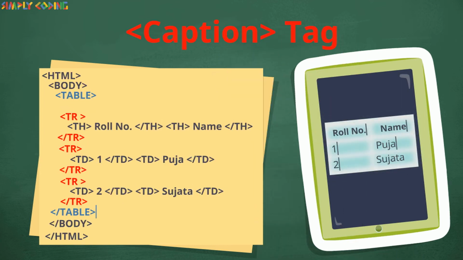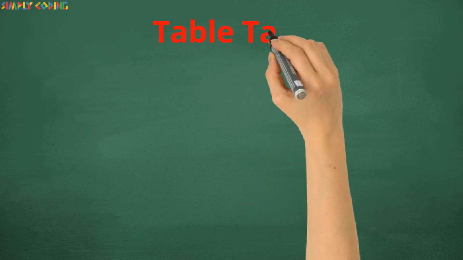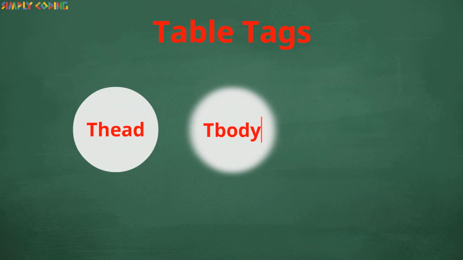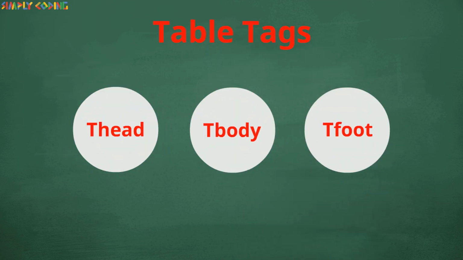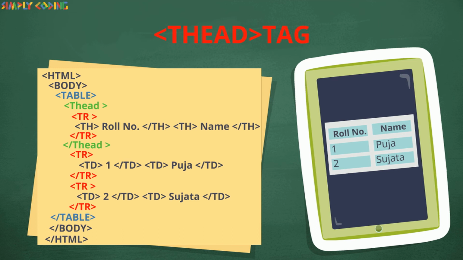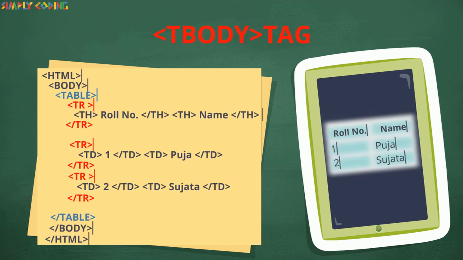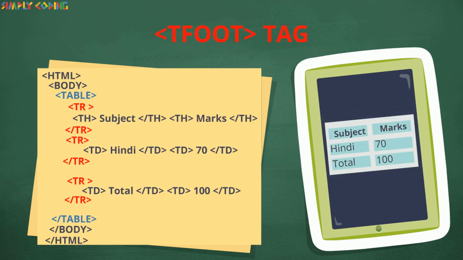You can also use the CAPTION tag to give a title or explanation for the table, and it shows up at the top of the table. There are also three tags, THEAD, TBODY and TFOOT, which can optionally be used to create separate sections of the table. The THEAD tag is used to create a separate table header. The TBODY tag is to indicate the main body of the table. TFOOT is used to indicate a separate table footer.